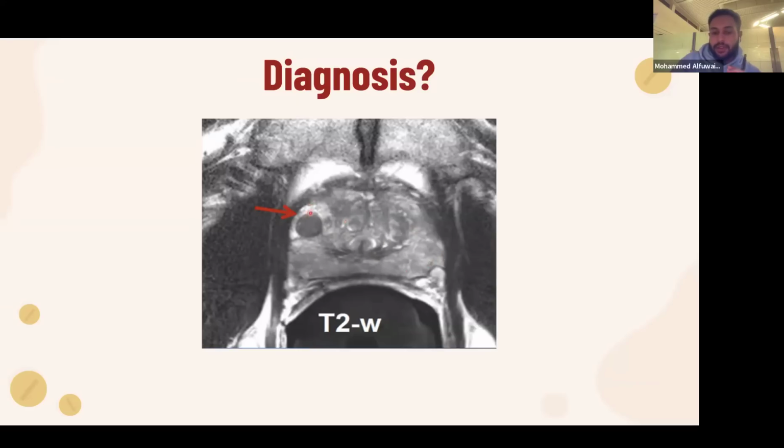Why can I tell that this is in the peripheral zone? Look at the peripheral zone. It's brighter than here in T2. Where is this tumor? In the brighter area. So this is a lesion in the peripheral zone. It's brighter than the rest of the prostate, which is the central zone over here. This is the peripheral zone. This is a lesion in the peripheral zone.